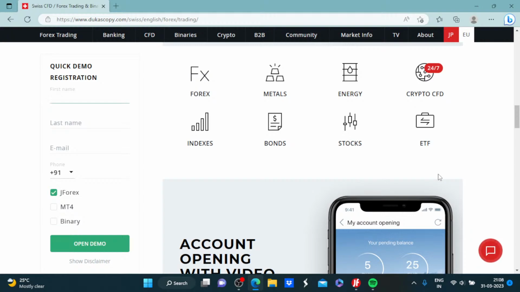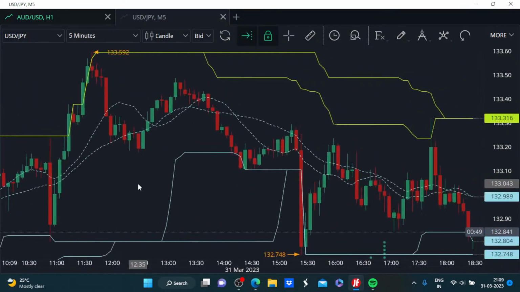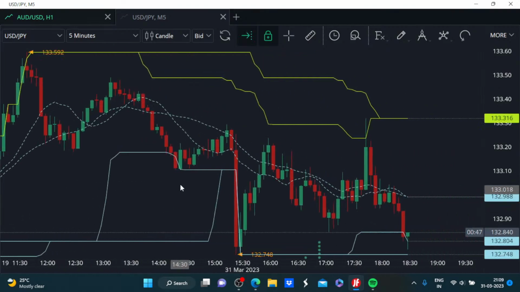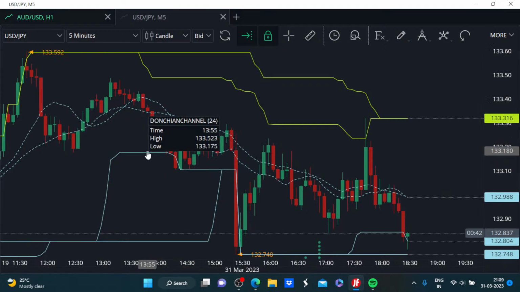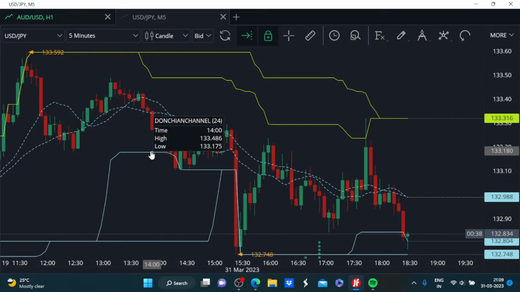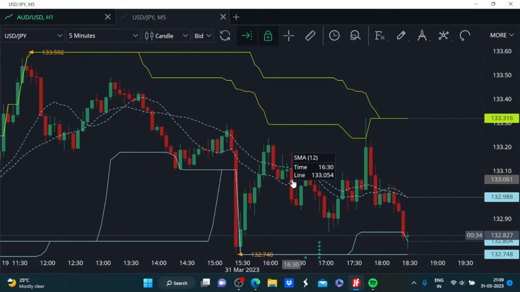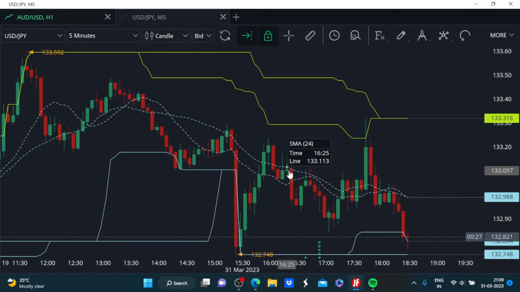So let us now head to the JForex 4, the newly released trading platform from the Dukascopy Bank SA. This is the USD JPY chart with each candle predefined at 5 minutes. We have this Donchian channel 24 and 48 in place to get us the price range for the last 2 hours and 4 hours respectively. The SMA 12 and SMA 24 are there for figuring out the average price prevailing over 1 hour and 2 hours respectively.